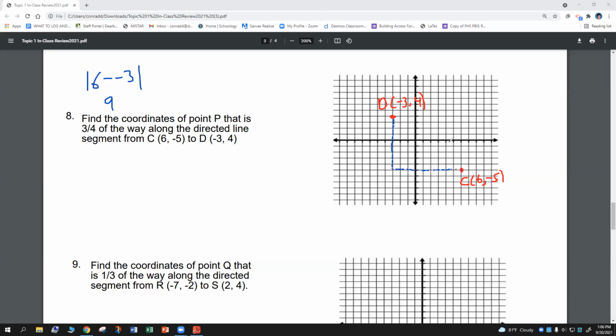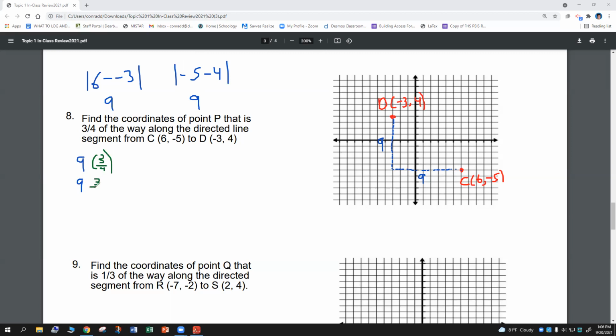And then for the change in Y, you're going from -5 up to 4. The absolute value of the difference, that's going to be -9, and the absolute value of -9 is 9. So we're going 9 to the left and 9 up to get from C to D. Step 2 of the partition problem is to multiply by the fraction. So we're going to multiply by 3/4.